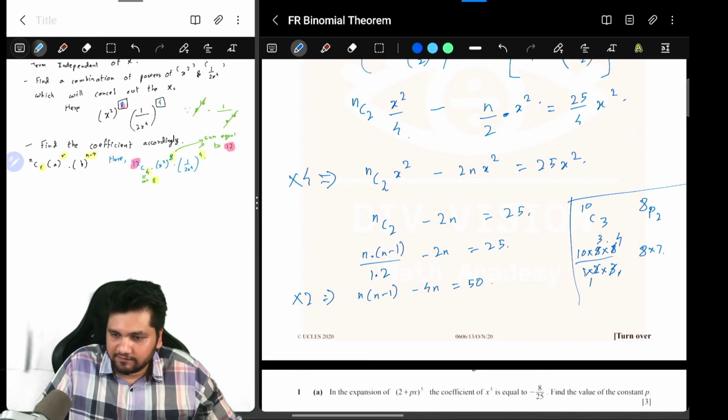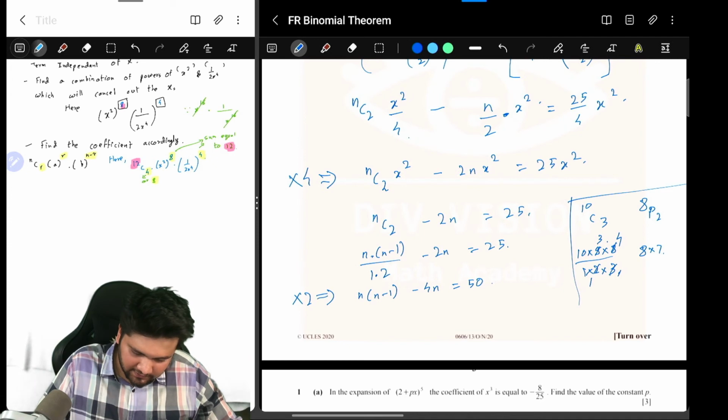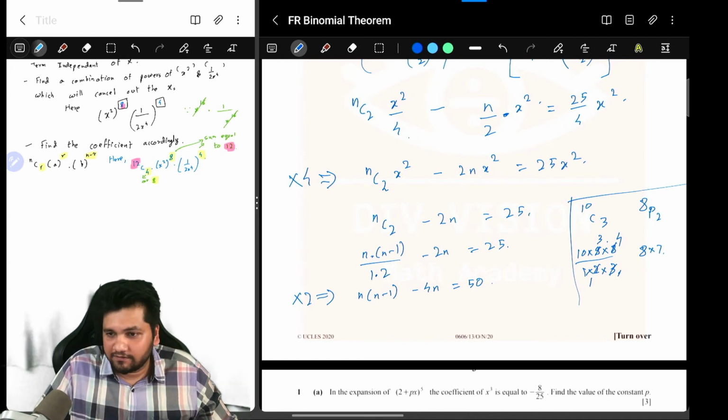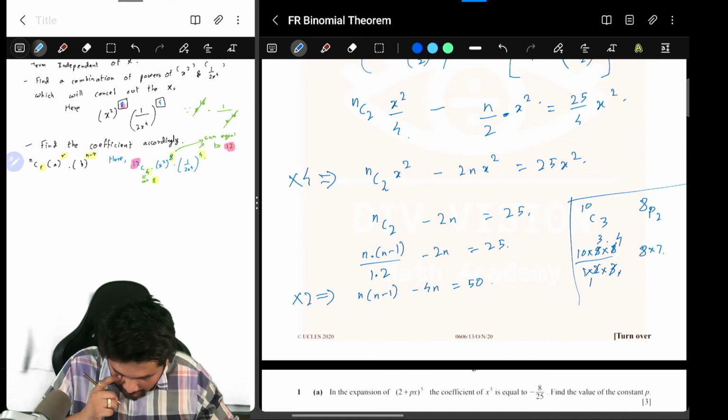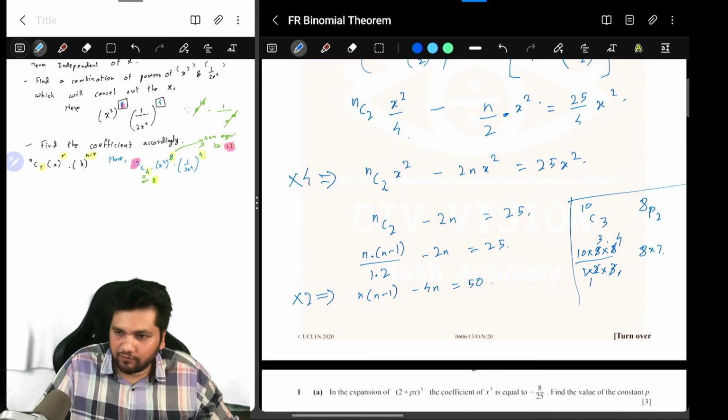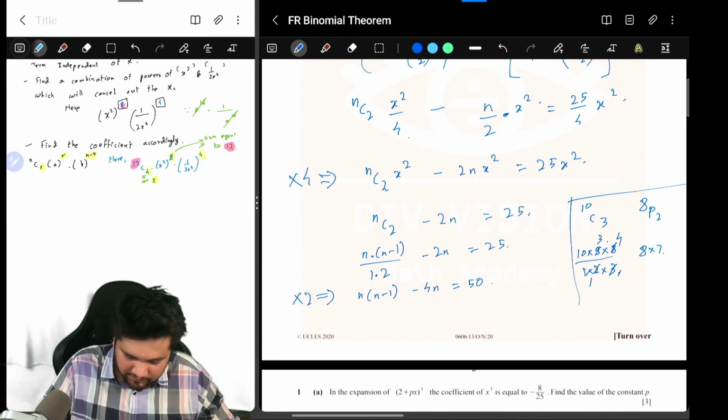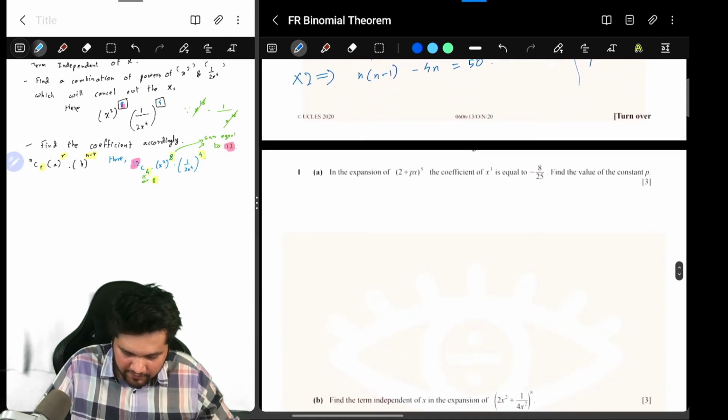This is our own trick. But we'll get 2 values of n. So which one will we consider? The positive one. I get the answer as 10. You'll get 1 negative and 1 positive, so obviously you will consider the positive value. n is always positive. Okay, you will solve it.